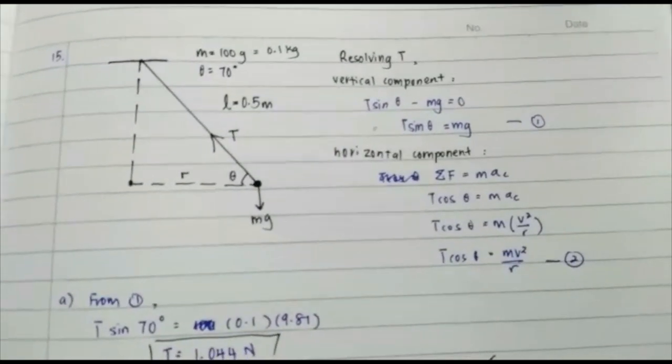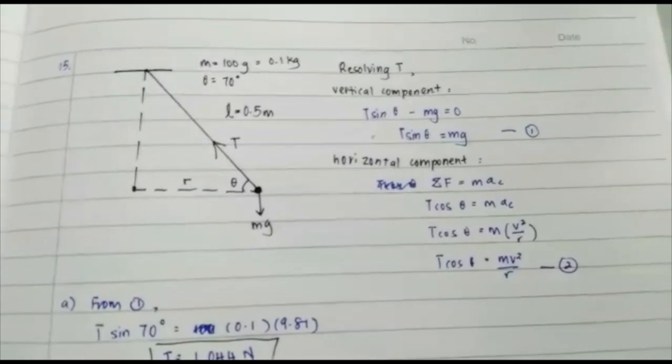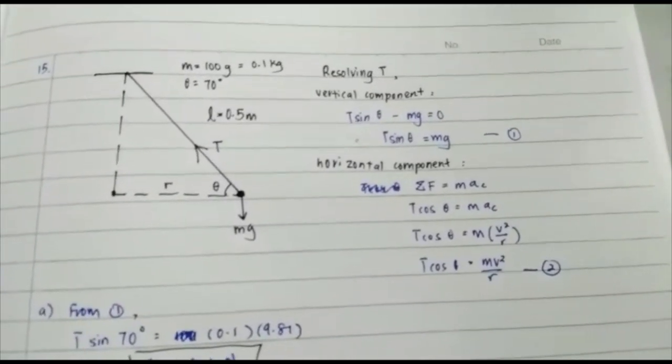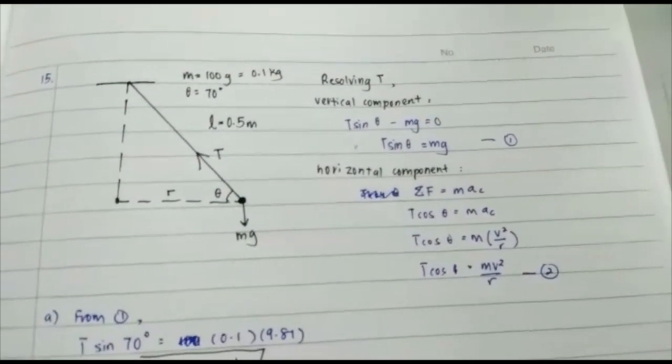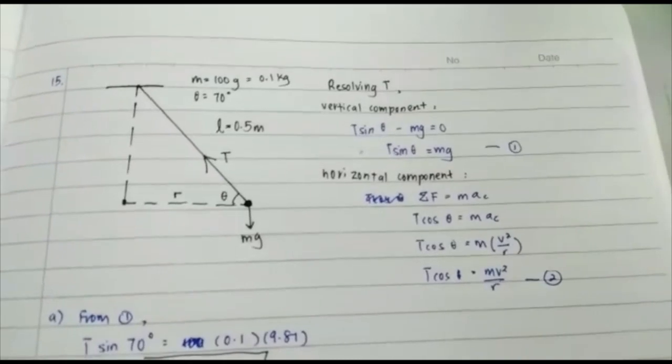This one uses Newton's second law. But because it's circular motion, its acceleration must be centripetal acceleration. And horizontally we have only one force, which is T cos theta, which is the horizontal one. So T cos theta equals to MAC.